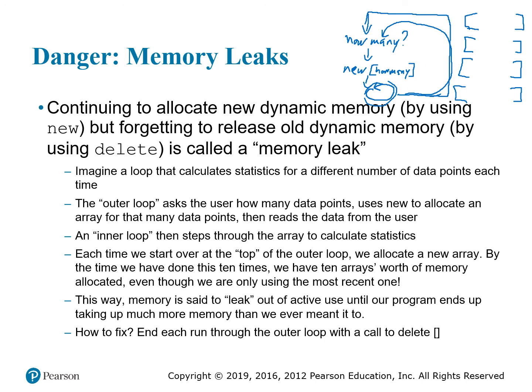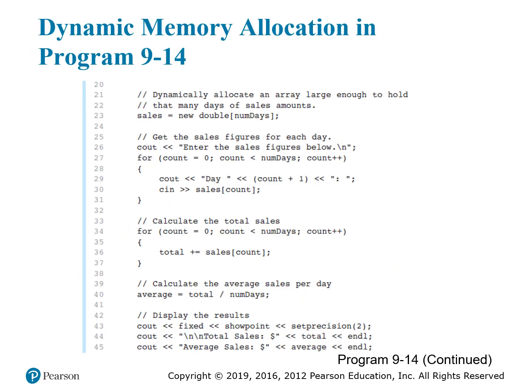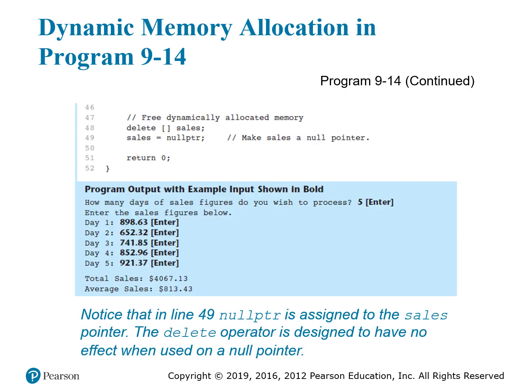How to fix that? We just add one more step to our loop here. We add a delete command on the way up here that scratches out this data before we create this one. And this shows you that after we've created a new sales, we can delete it when we're done and free up that memory.